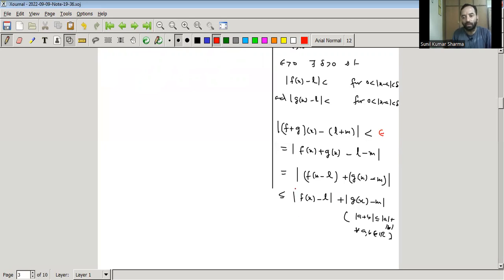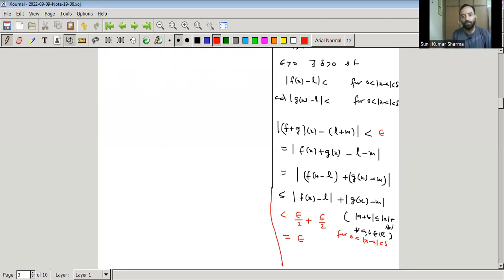So for that, what will we do? Now mod f(x) minus L and mod g(x) minus M we have to choose, so that we get the value less than epsilon. So we take this to be less than epsilon by 2, plus mod g(x) minus M to be less than epsilon by 2 for 0 less than mod x minus a less than delta, and this is equal to epsilon. So we find out the result.